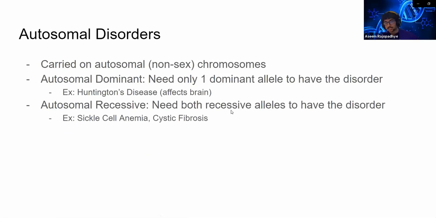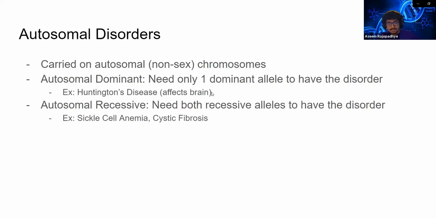So again, autosomal disorders are carried on autosomal, or non-sex, chromosomes. An example would be Huntington's disease, which is an autosomal dominant example. It would need only one dominant allele to have the disorder, and autosomal recessive disorders like sickle cell anemia and cystic fibrosis need both recessive alleles to have the disorder.